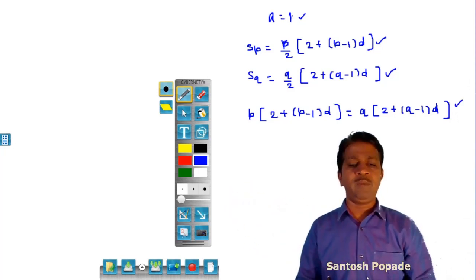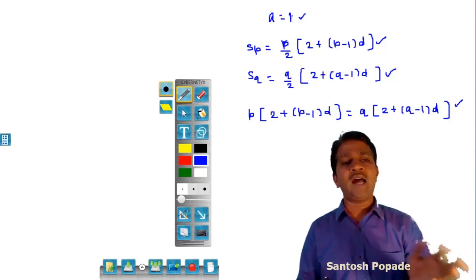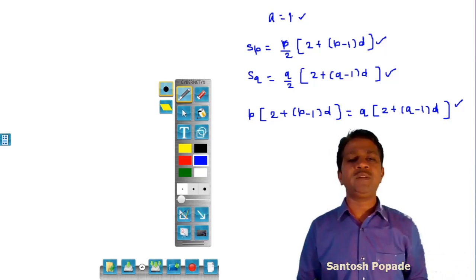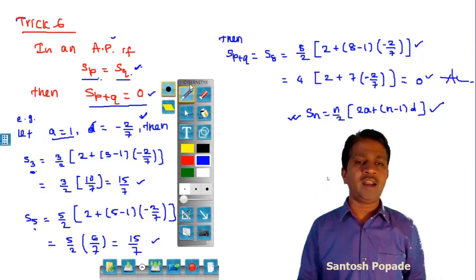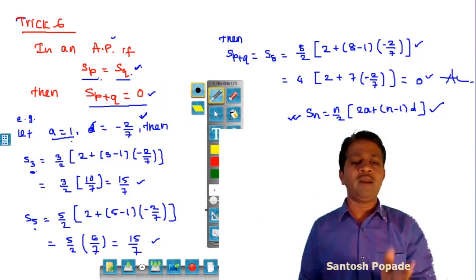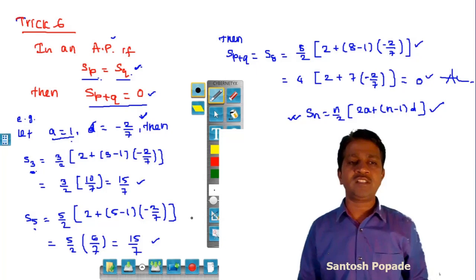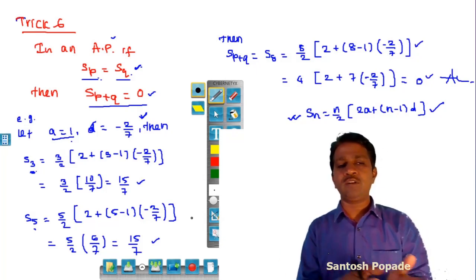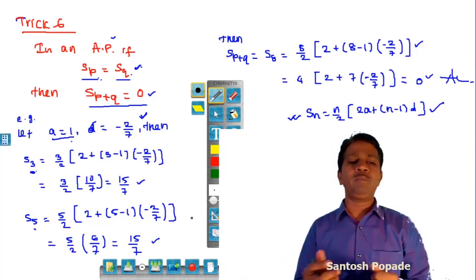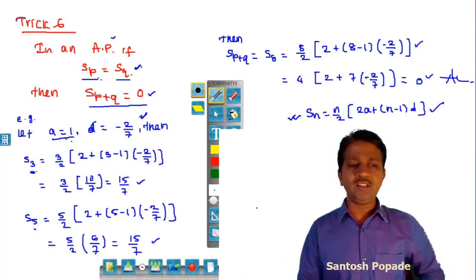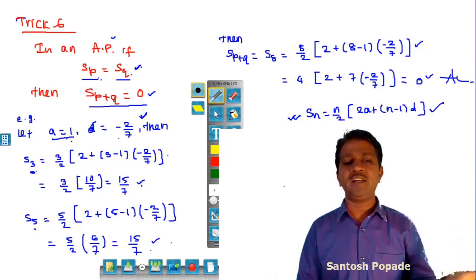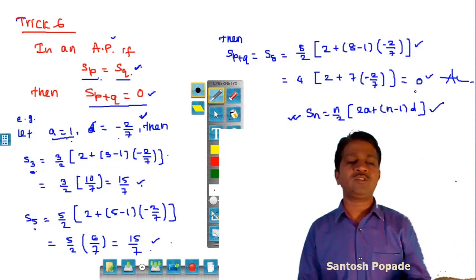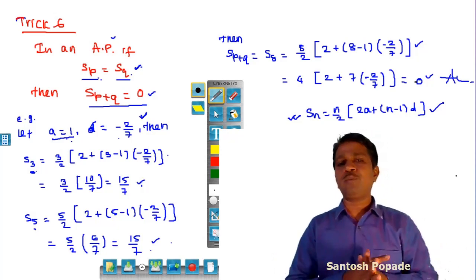So let us not go for this. In the question, you will be given SP equals to SQ. In that case, you can directly write SP plus Q is 0. I am showing these calculations only for this purpose: I have taken the values of A and D by considering SP equal to SQ, and by assuming some particular value of A, and then by taking the values of P and Q, I have calculated D. Using those values of A and D, I have calculated S3 and S5, and I got those to be equal. And then by using that trick, SP plus Q should be 0, I have verified it also comes to be 0.